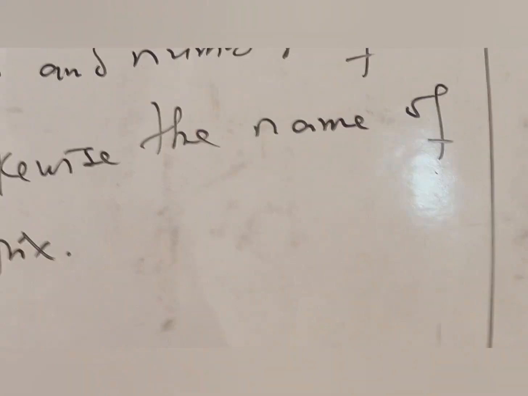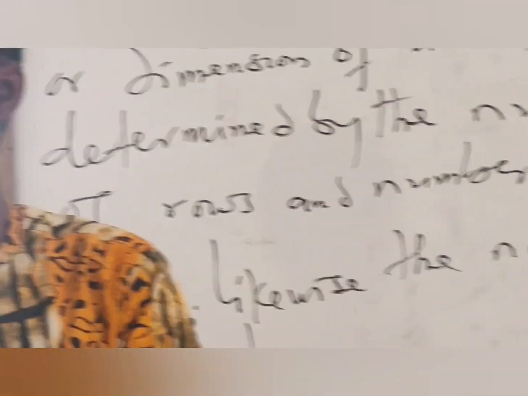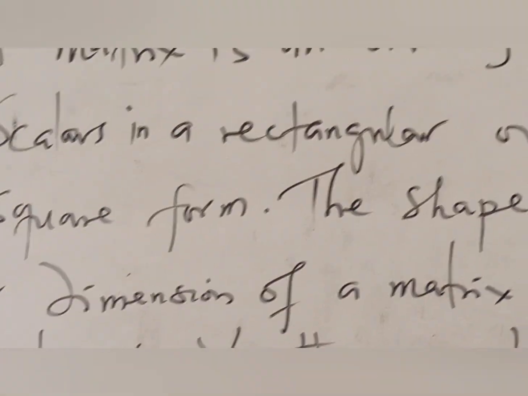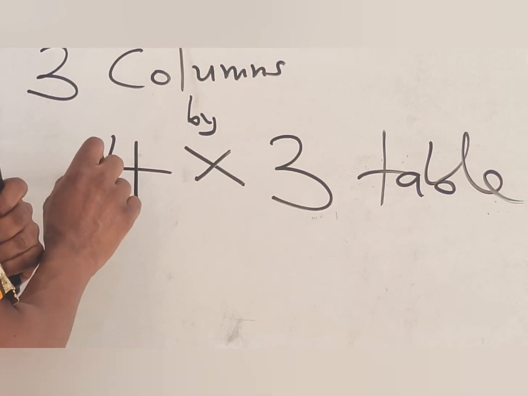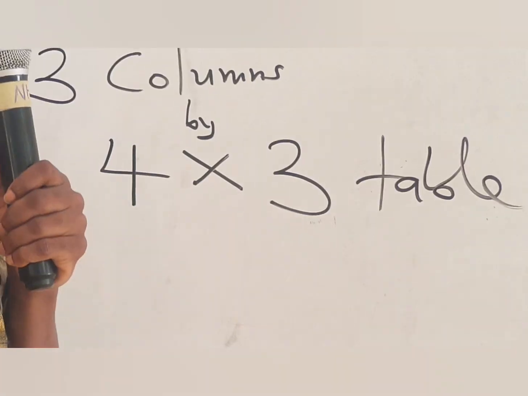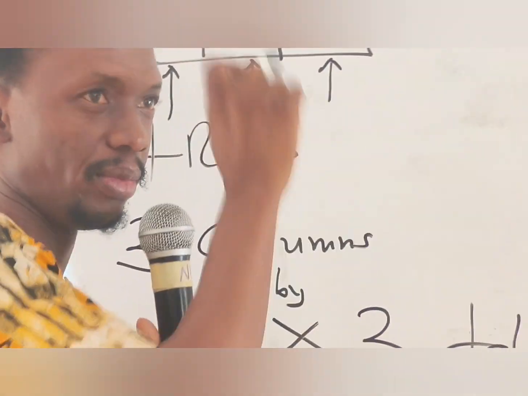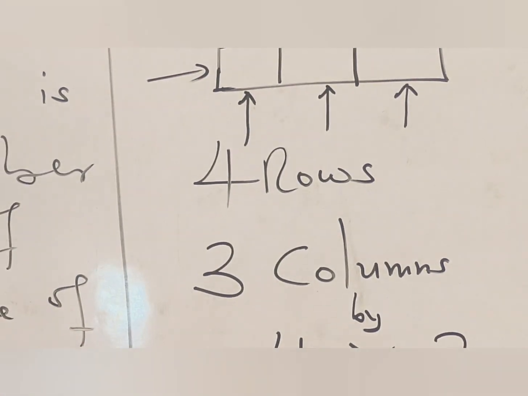Are you all seeing? Yes. So likewise, the order is just this by that. So you get 12. The name of the matrix is the number of rows by the number of columns, and you attach the matrix to this. So you get a 4 by 3 table. Let's see a few examples.